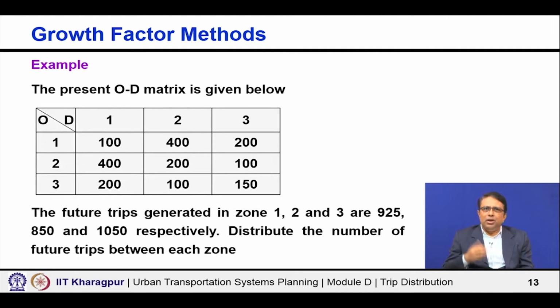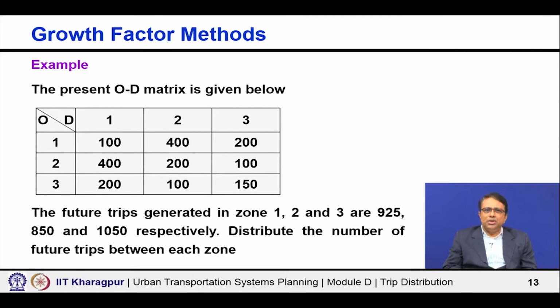Let us take an example here. 100, 400, 200, those are the cells 1 to 1, 1 to 2, 1 to 3. Here also Tij is equal to Tji, because you see 1 to 2 is 400, 2 to 1 is also 400, 1 to 3 is 200, 3 to 1 is also 200. So, here also the productions and attractions for a zone are the same.